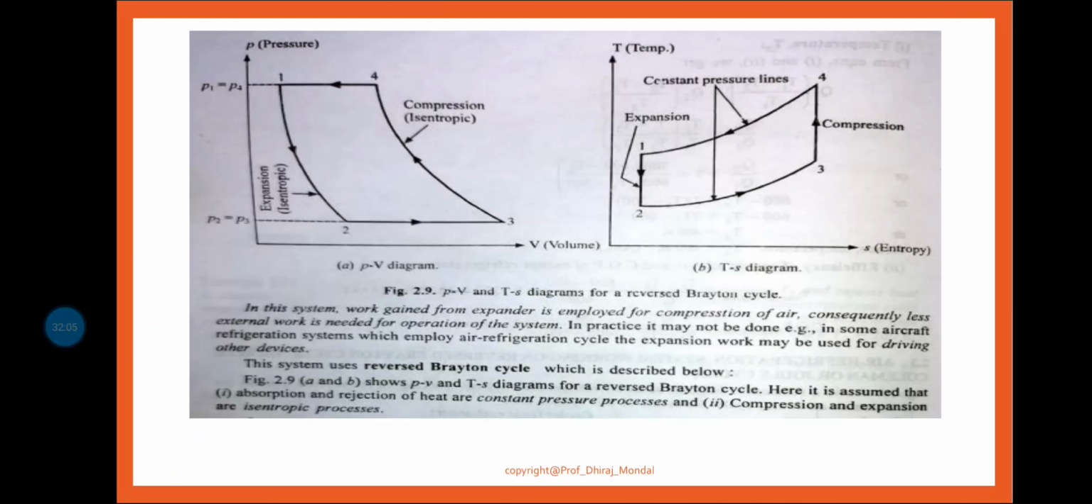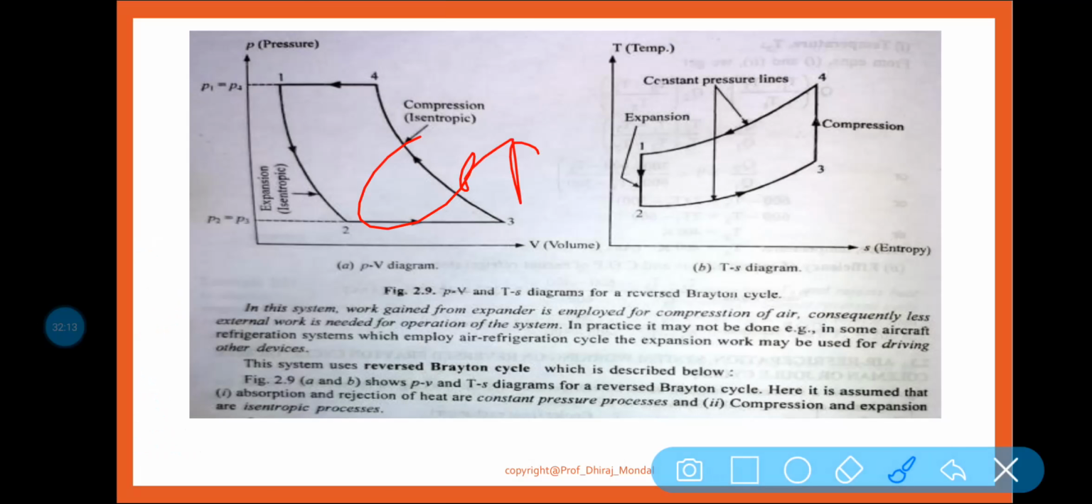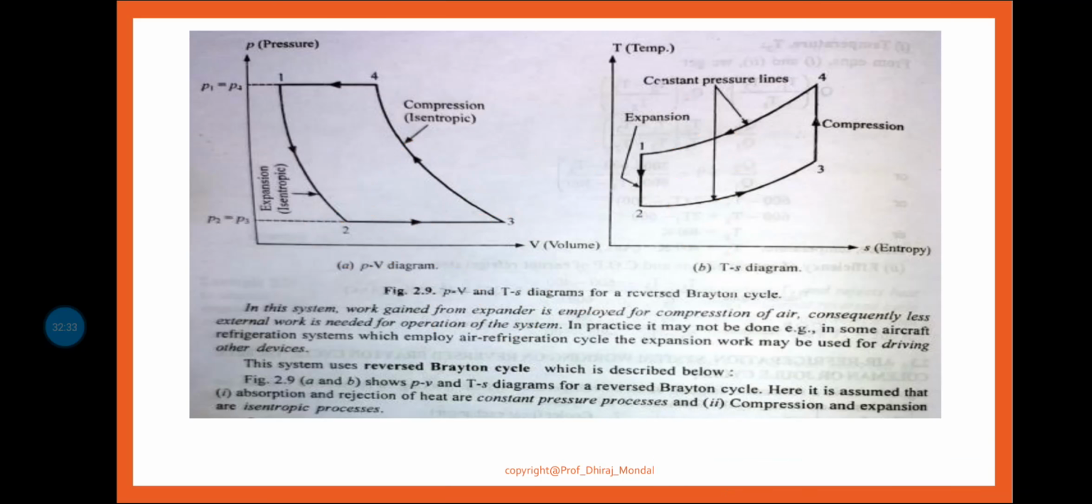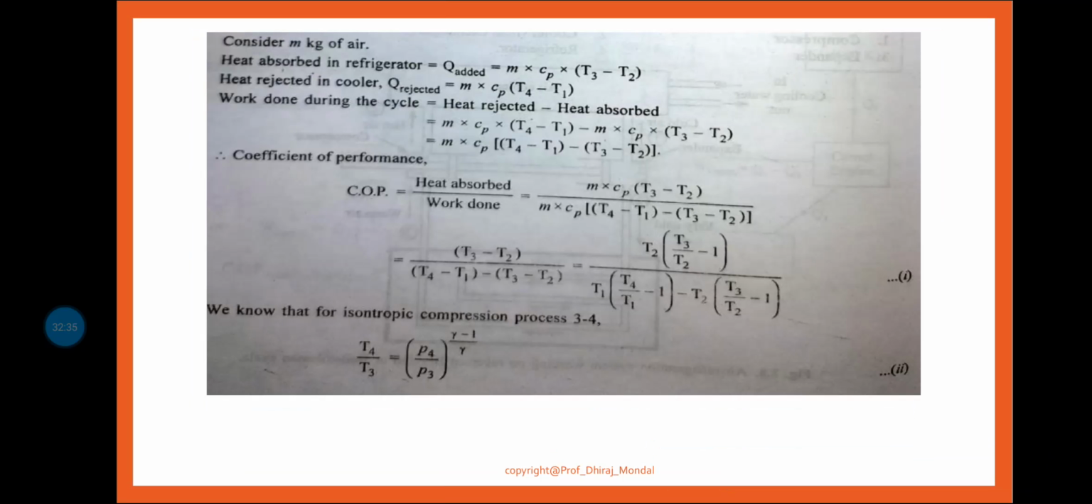Now let us discuss how we can calculate the COP of the Brayton cycle. You know that COP is equal to desired effect by work input. So here the desired effect is Q2. From this portion Q2 amount of heat is extracted, and the work input is the work done on the compressor minus the expansion work. So COP is desired effect by work input, this is the formula.